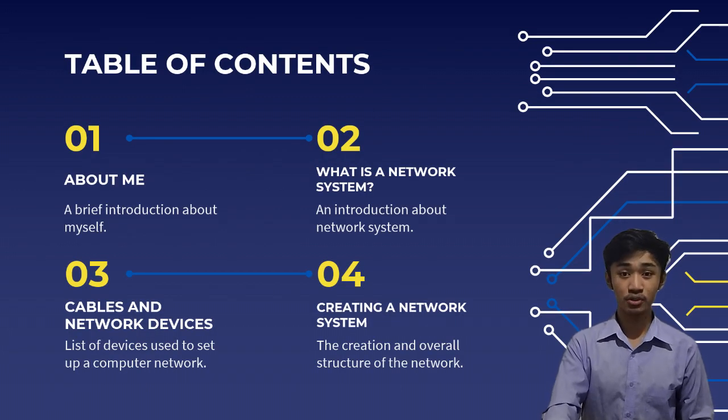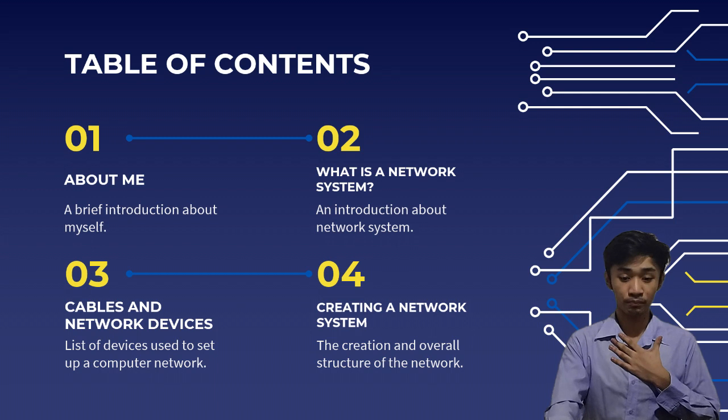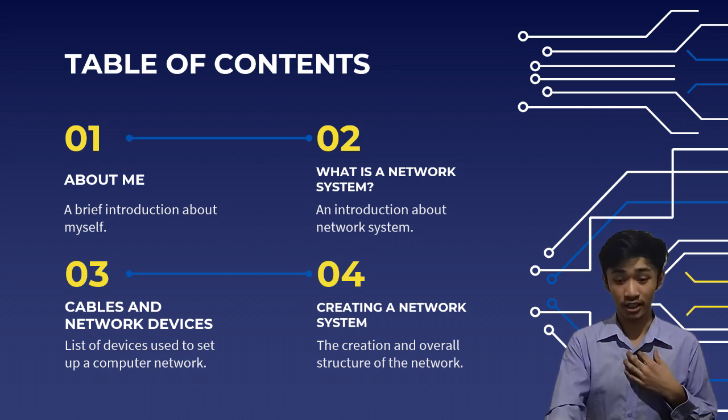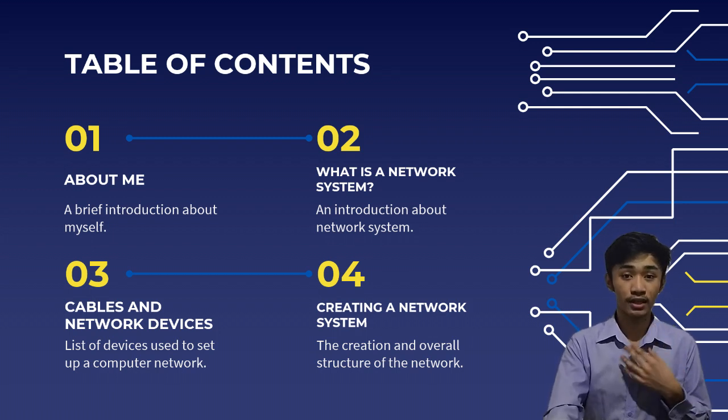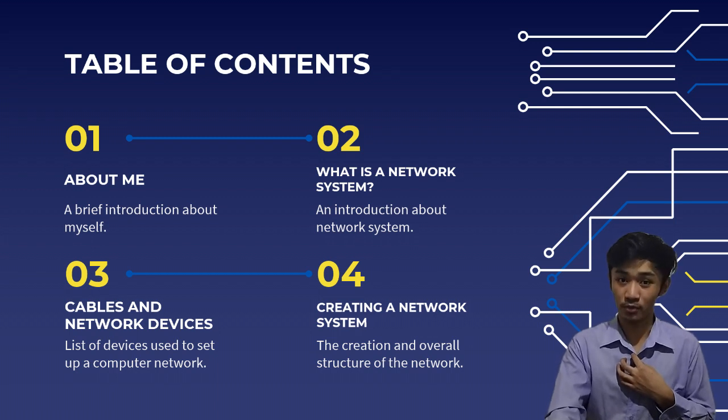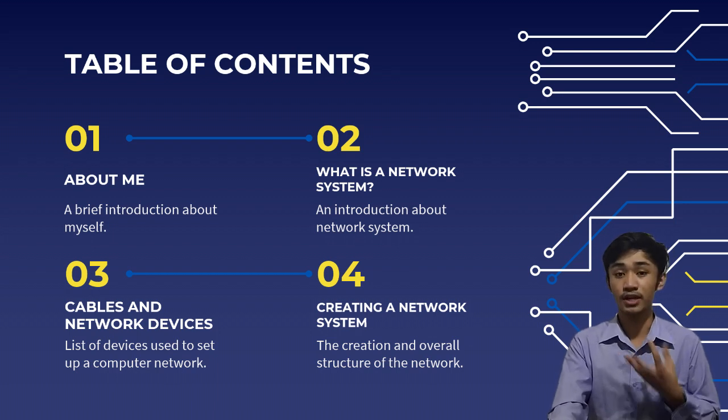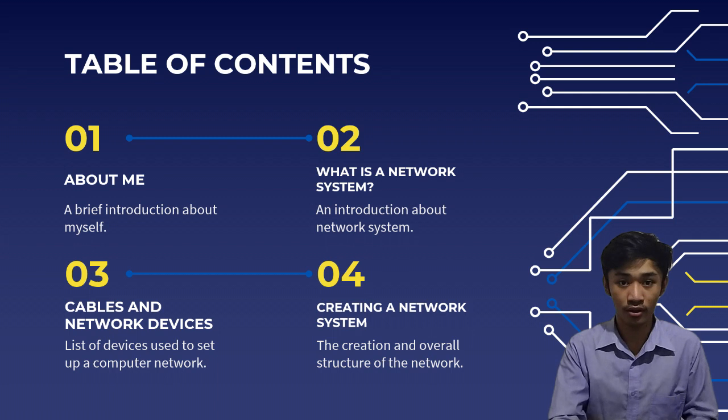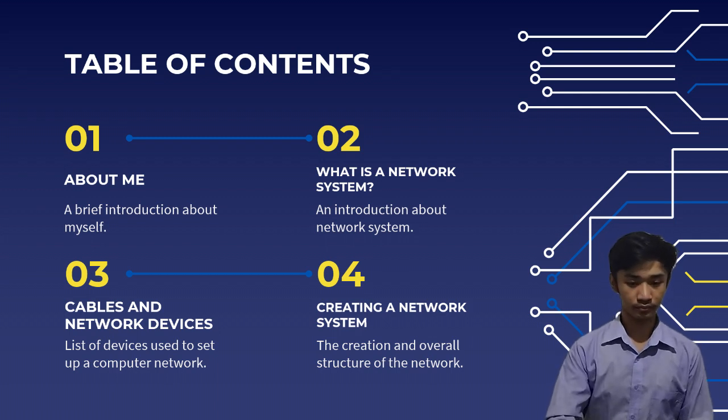The table of contents of our topic today will be: first, about me, a brief introduction about myself. Number 2, what is a network system? It contains an introduction about network systems. Number 3, cables and network devices, the list of devices used to set up a computer network. And number 4, creating a network system, which contains the creation and overall structure of our network.